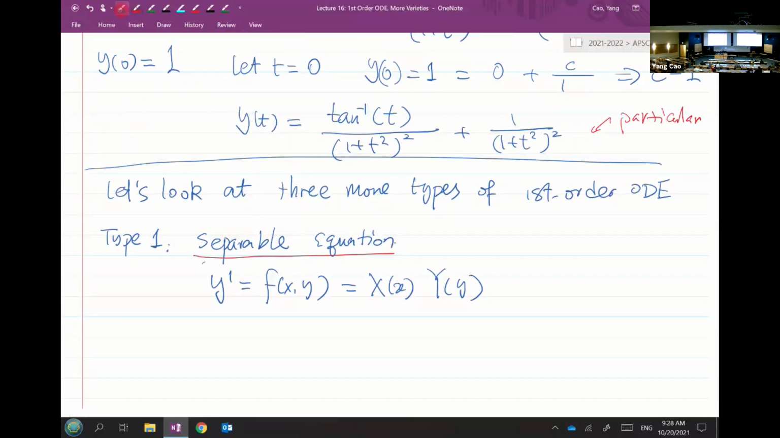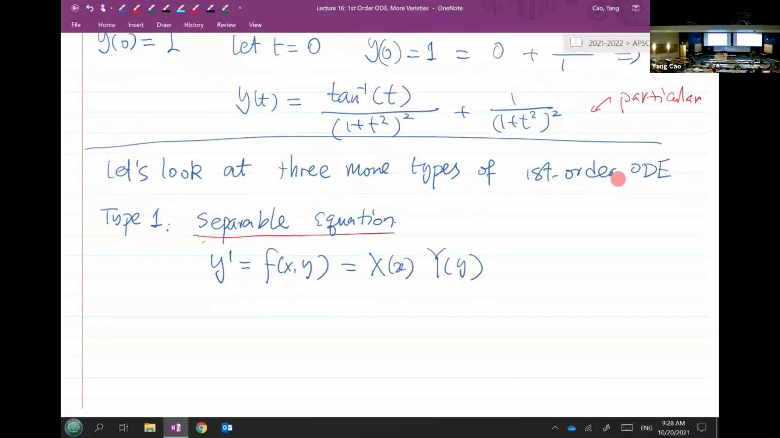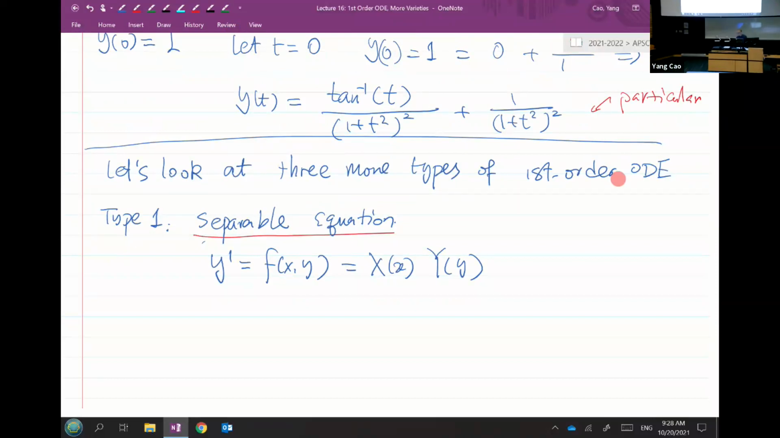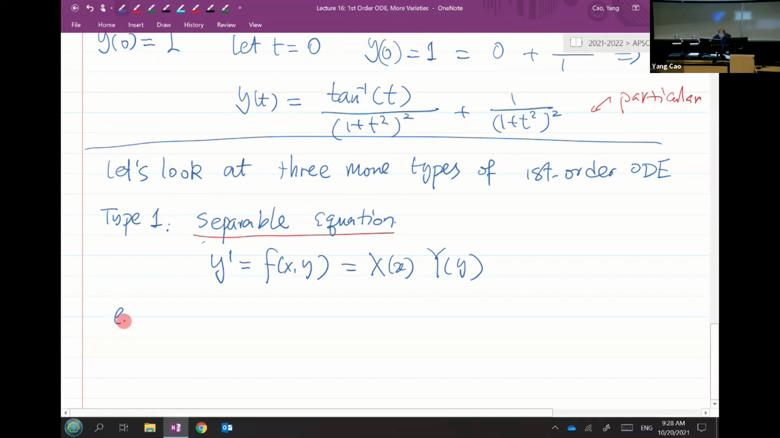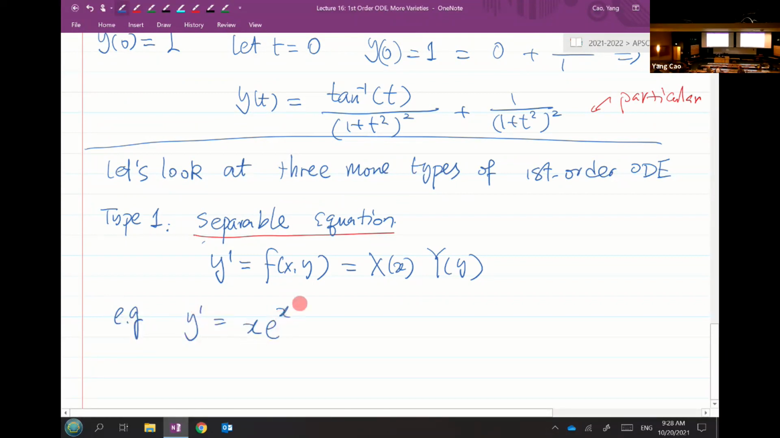So let me show you an example here. Sometimes the equation given to you may not be very obviously or apparently a separable one. So you need to manipulate this a little bit, and then you will see, okay, that's actually separable. Okay. So for example, y prime equal to x times e to the power x plus 2y.